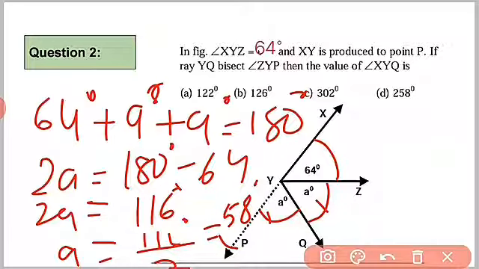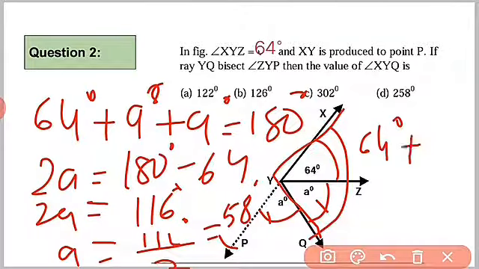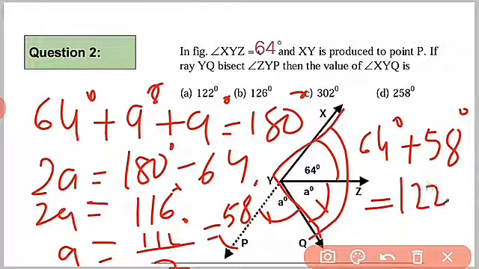But we have been asked the value of angle XYQ, that is this angle. So what we will do, 64 degrees plus 58 degrees will be equal to 122 degrees. So this is the answer. A is the answer for this question.